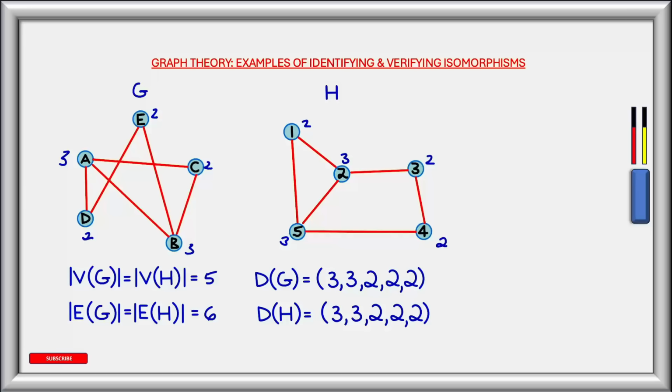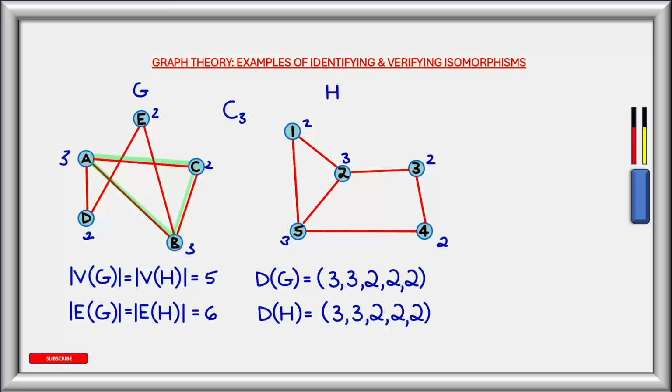Next, let's look at the number of cycles within each graph. And remember, the number and length of each cycle needs to be the same. And so beginning with graph G, we can start at A, travel to C, then to B, and from B back to A again. So that's a cycle of length 3. So it's a C3 cycle.